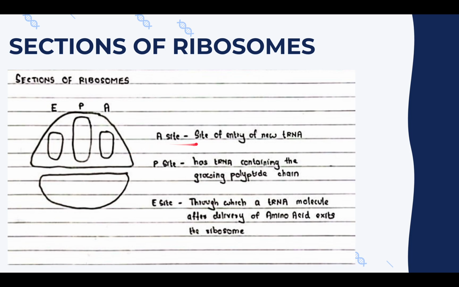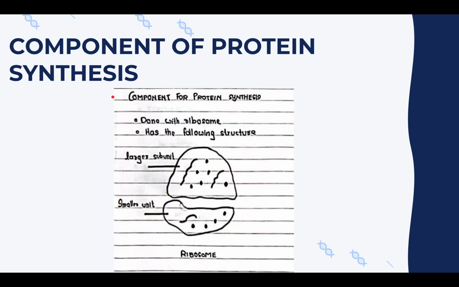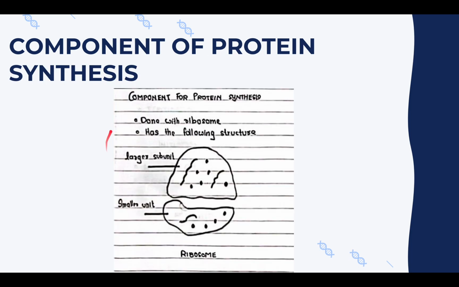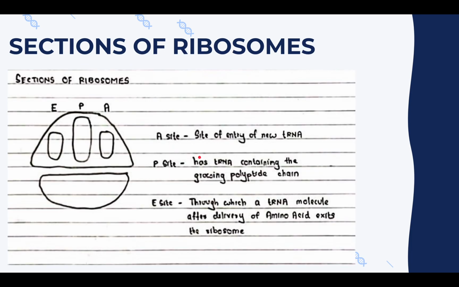So we'll go through it again. A site entry, P site synthesis, the growing polypeptide chain synthesis happens here. And in the E site, the exit happens. So easy to remember: E is exit, P is processing, A is entry. If this is exit, this is process, this has to be entry. If you're having difficulty remembering which is which, then E exit, P processing, the last one is A. So yeah. Components of protein synthesis.